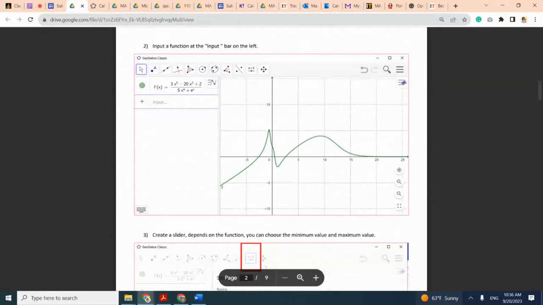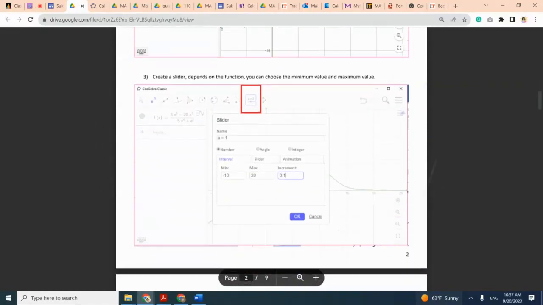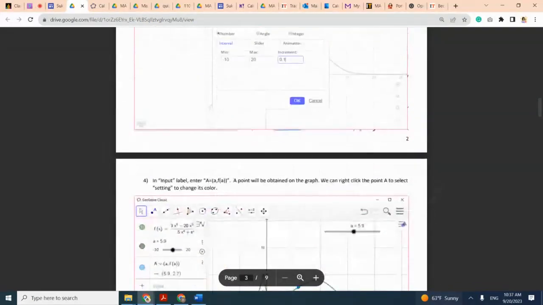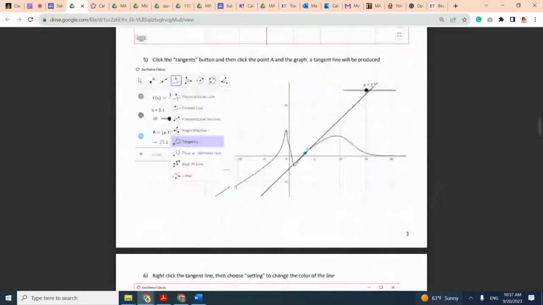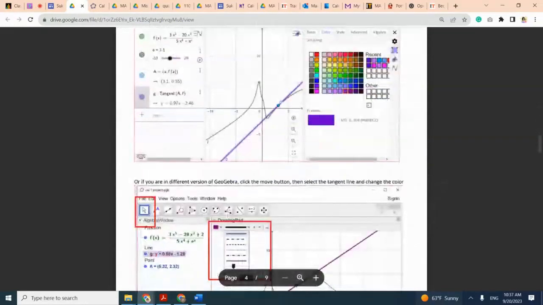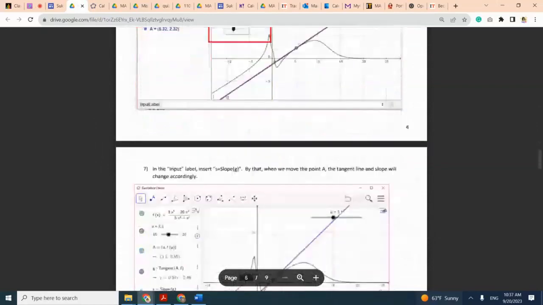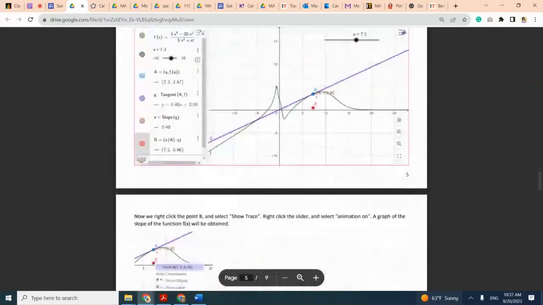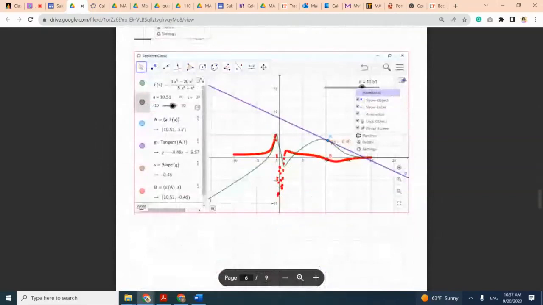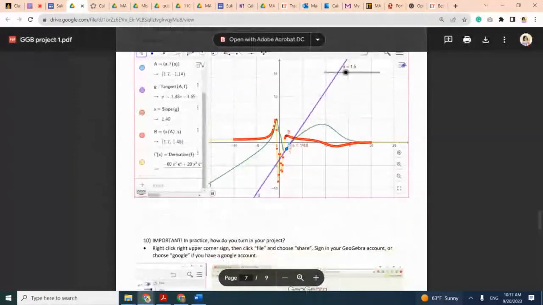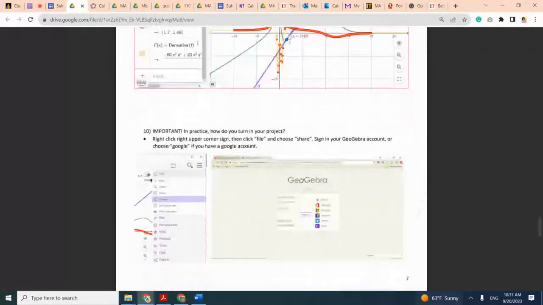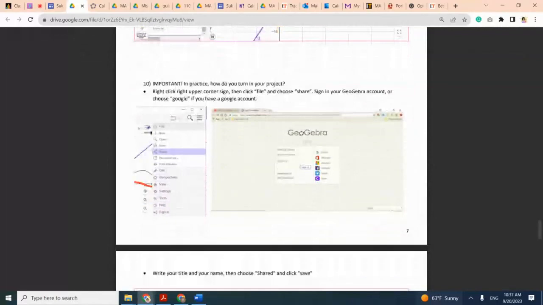Don't pick the same thing as mine. Be creative. Make a different function, and then you can set some points that can go around, and then you can draw the tangent line and write down the tangent line slope. Let it run. You get the trace out of it, and then you can also find the derivatives. At the end, once you finish, you save your projects.